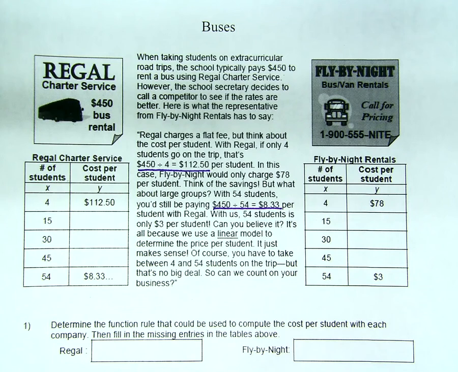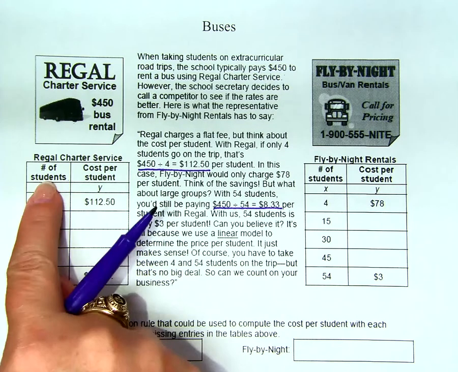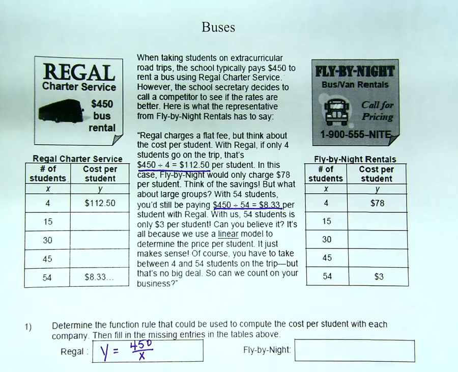So how did they figure out their pricing? What is divided by the number of students? So y equals 450 divided by the number of students, which is x, right? Number of students. Okay. So do you want to go ahead and fill in the table now?